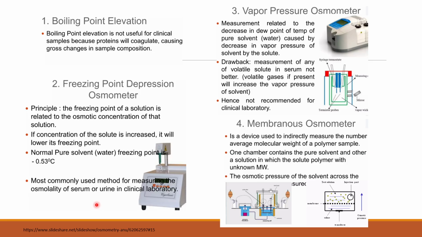Freezing point depression is the most common method for measuring the osmolality of serum, because when you freeze, it will not harm the cells or the proteins. We also use freezing to store certain things, right? So freezing will not harm it. That is why this is most widely used.